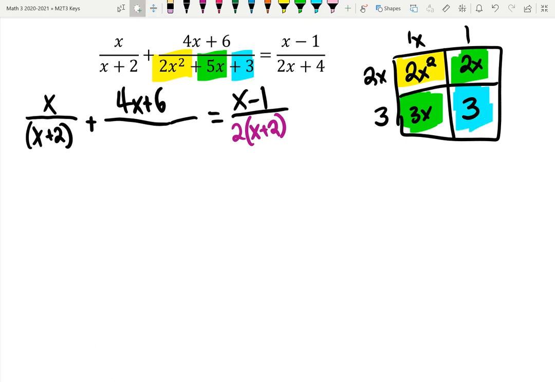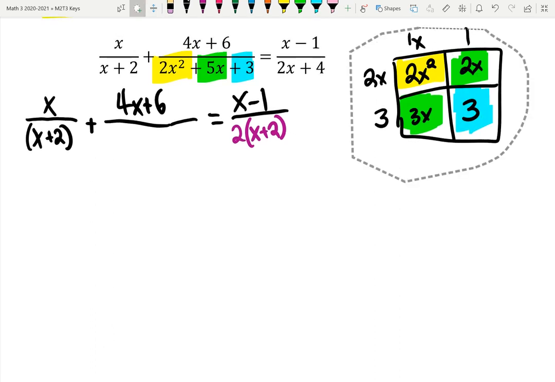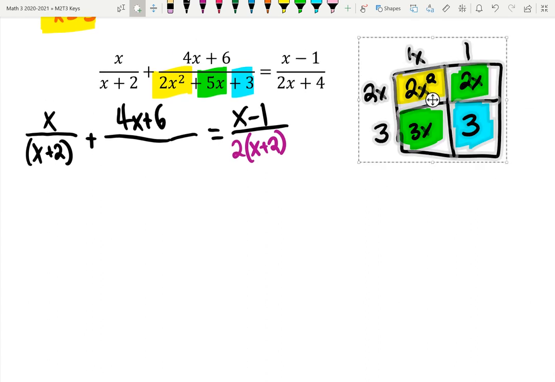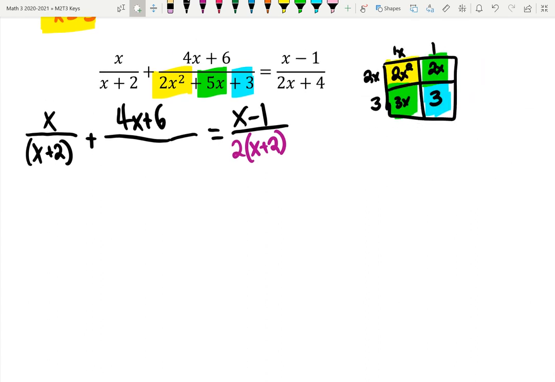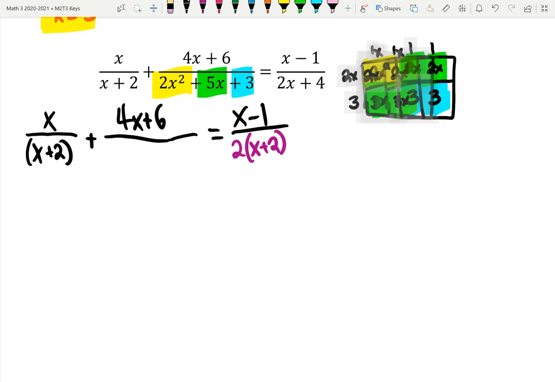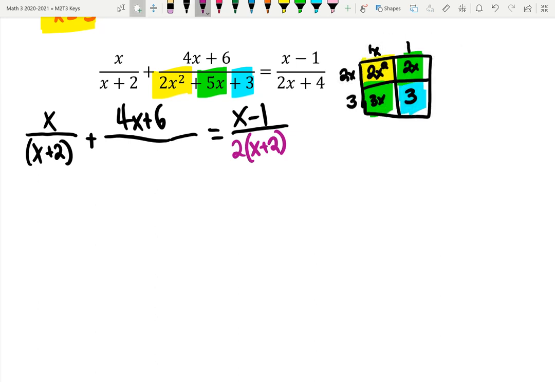So this is how I factor this. Don't ever be afraid to draw out your area model. They will always help you factor some quadratics out. So this is going to be 2x and 3. What type of 3 is it? Positive 3. 1x and 1. 1x plus 1. Voila.